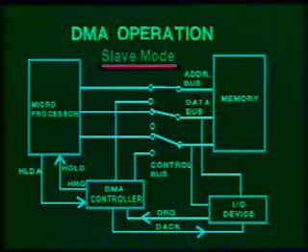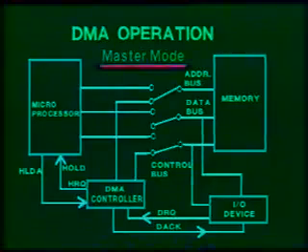The direct memory access controller could normally work in two modes. One is a slave mode where the CPU and the direct memory access controller interact, while the other one is a master mode where the direct memory access controller connects the memory and the input output device.